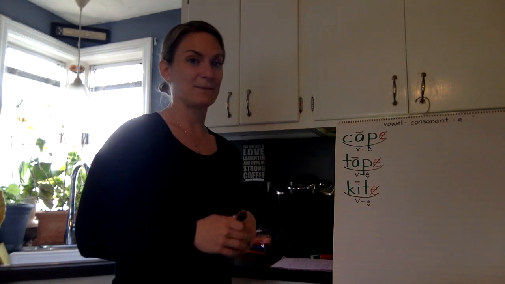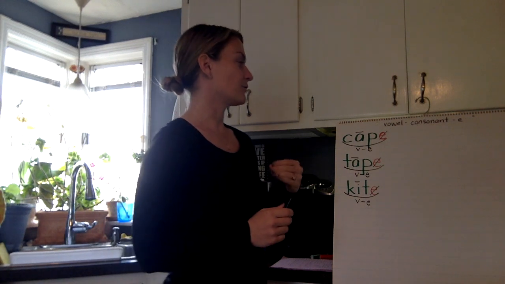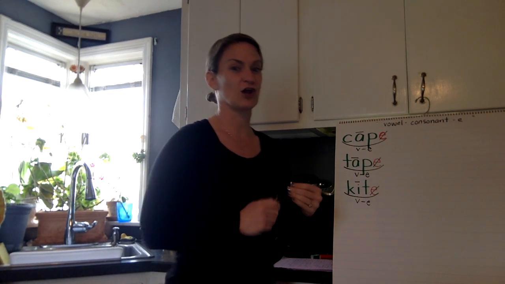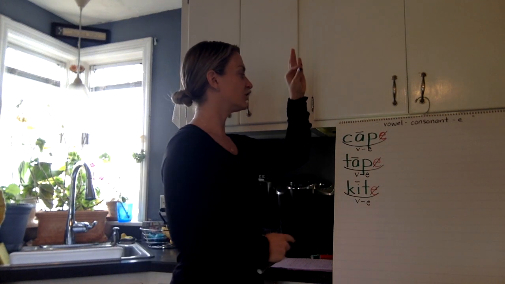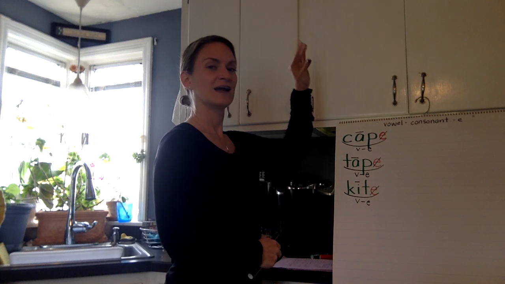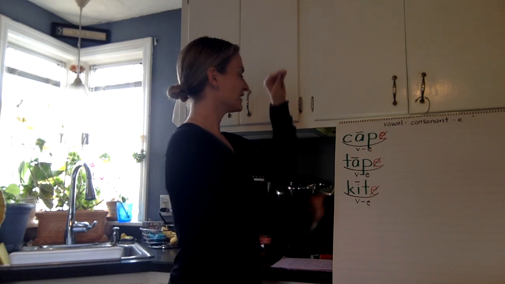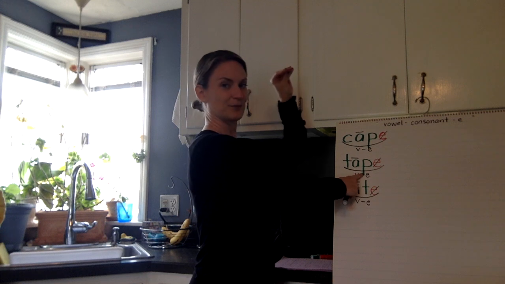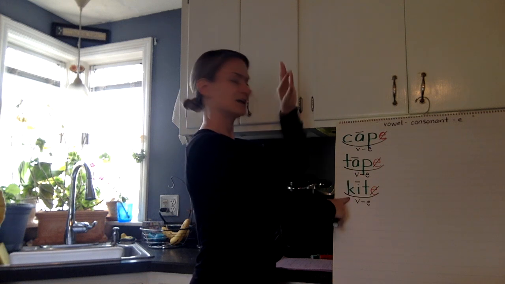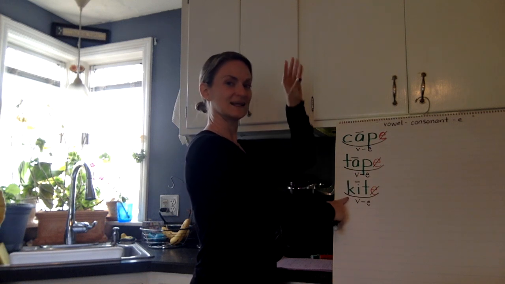Let's practice tapping out these new words. Now remember, when we get to our vowels, we're going to be making that long vowel sound. So let's put our elbows up and let's practice tapping these out. Here we go. K, a, p, cape. Nice job. Let's do this one. T, a, p, tape. Good work. Last one. K, I, t, kite.